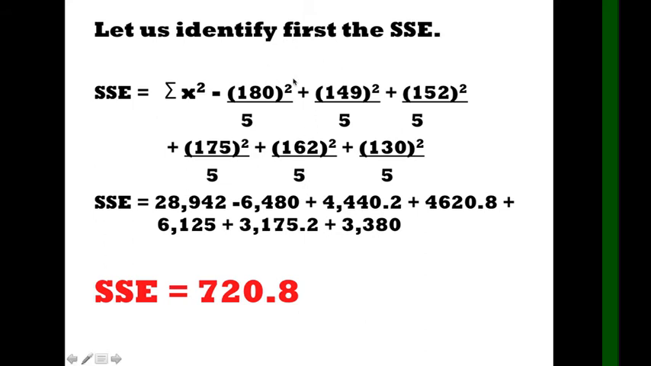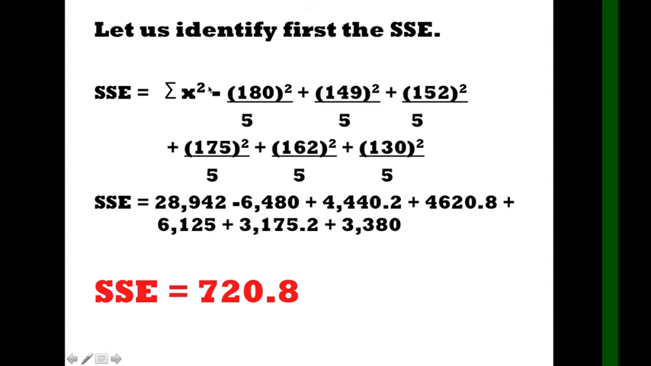Where did I get 180, 149, 152? These are the totals for the male, right? For the male, we have 180 for experiment 1. Experiment 2 is 149 and experiment 3 is 152. You can go back to the part of the video showing the table so that you can check if these given are correct. 175 for the female in the study group, if I'm not mistaken. 162 for the computer aided and 130 for the, I forgot the one, simulation game. Now, you just get the division of 180 squared over 5 and you will get 6,480 and so on.